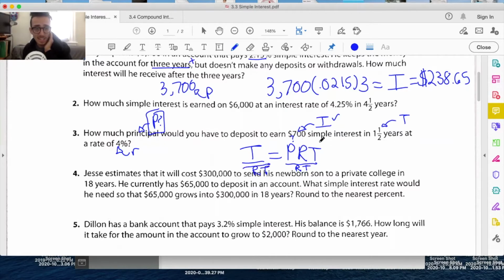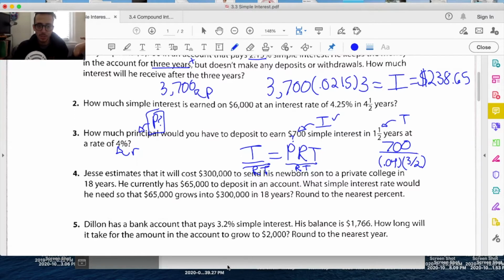So notice, I dodged writing the numbers in, because honestly, that should be what you're letting the calculator take care of. But eventually, this is just going to be 700 over our rate, which is 0.04. And then how can we convert 1.5 years to a fraction? An improper fraction at that. Hopefully you're saying you can rewrite it to just 3/2.